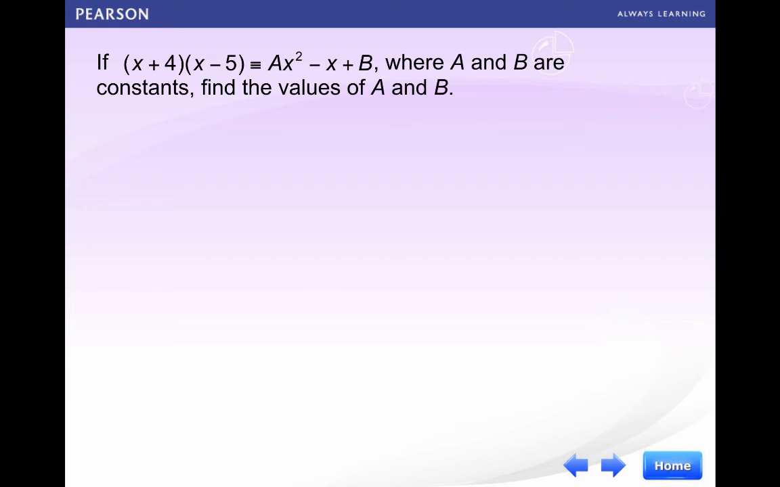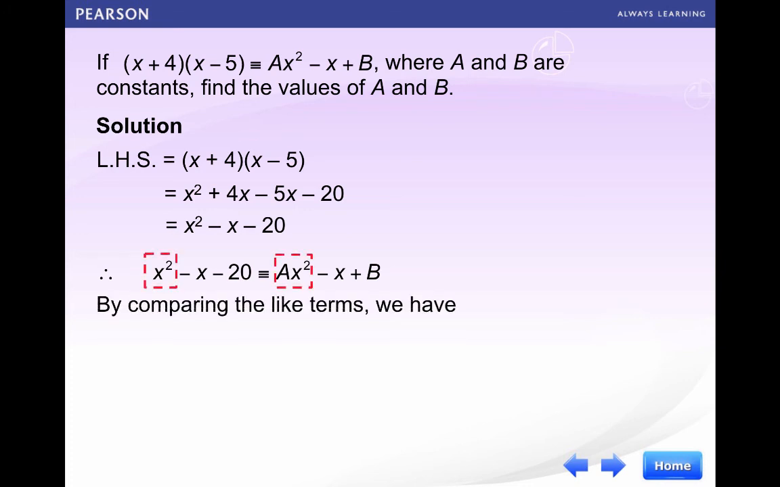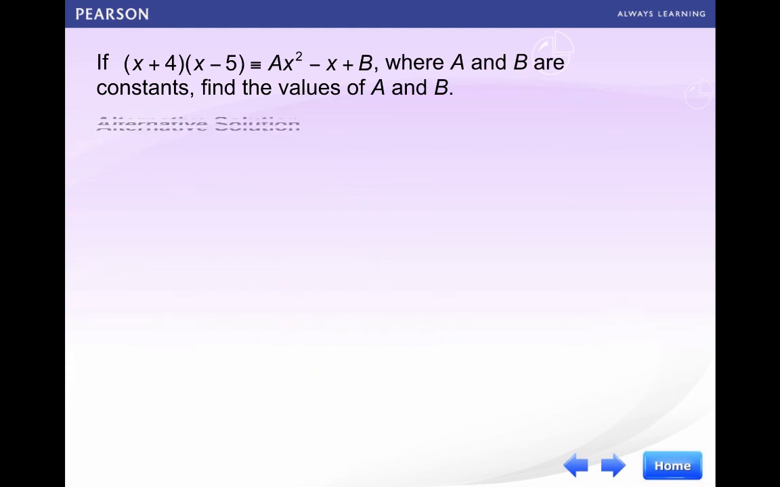So look at one more example here. This is (x plus 4) times (x minus 5) equals ax squared minus x plus b. We try to use method 1. Left hand side, we can simplify. It is x squared plus 4x minus 5x minus 20. So we get this, x squared minus x minus 20. And right hand side is ax squared minus x plus b. We compare the coefficients, the like terms. So x squared is the same as ax squared. So a is equal to 1 because the coefficient of x squared is 1. And b will be negative 20. So here are the answers.